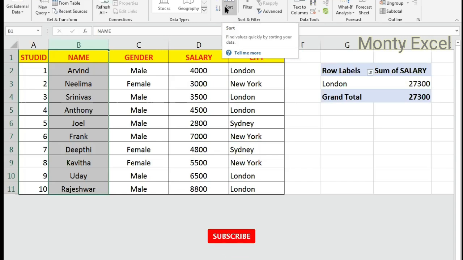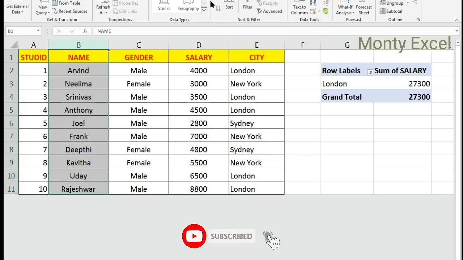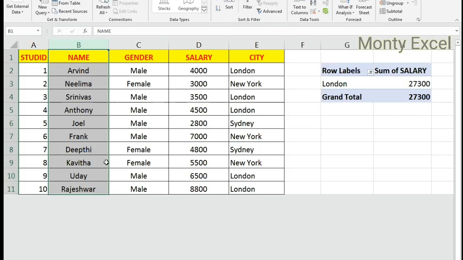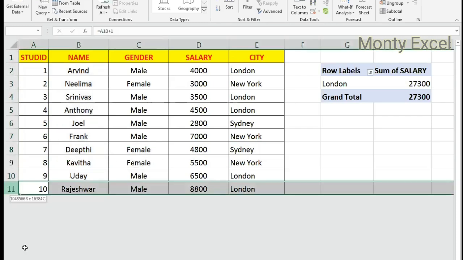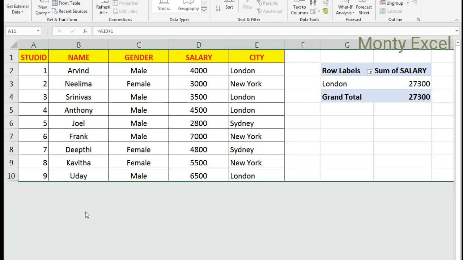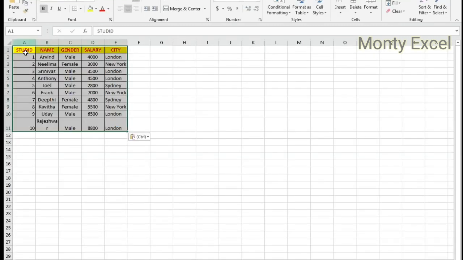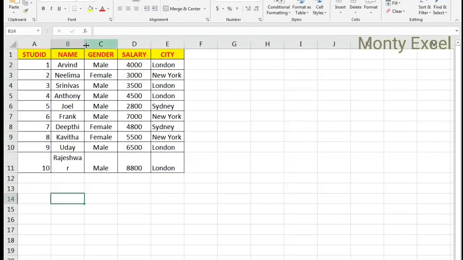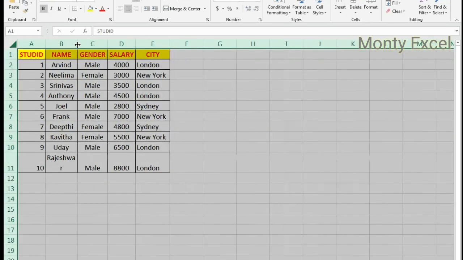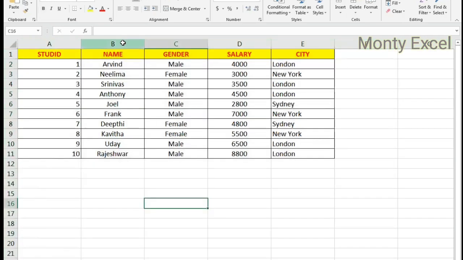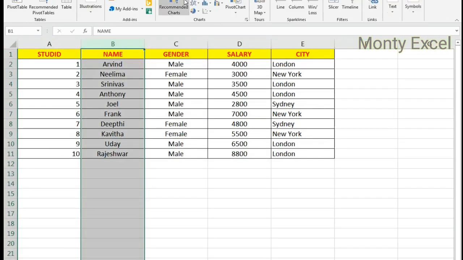If you want to go for multiple columns, I'm not interested. Let me go for a single column, A to Z. It's asking, do you want to expand the selection? Let it go for that. The hidden data is creating an issue, so let me put this into a new sheet. Let me see how the sort is going to work in Excel with the same data.